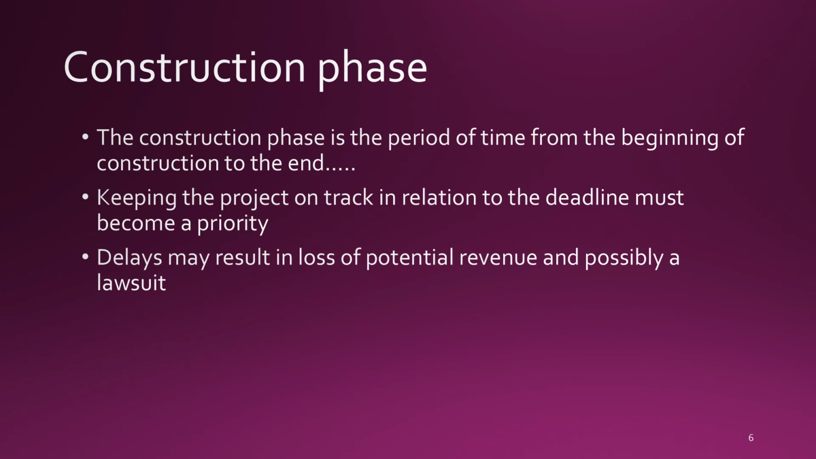So within this construction phase, we're going to try and keep the project on track in relation to any deadlines that we have set. So we want this facility to be open for the beginning of the 2017 school year. We need to keep the project on track related to deadlines, and this must become an important priority as the committee in order for us to ensure that we're going to open the facility in a timely manner. Delays may result in loss of potential revenue and possibly a lawsuit. Again, if we say we're going to open it in the 2017 school year, that's when we really should aim to get it opened.